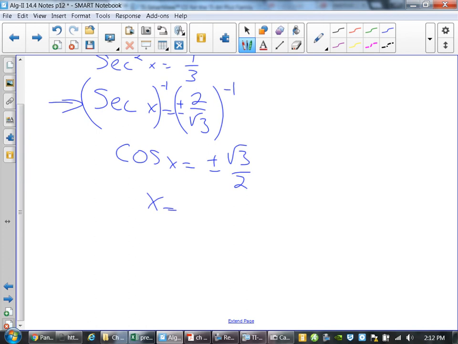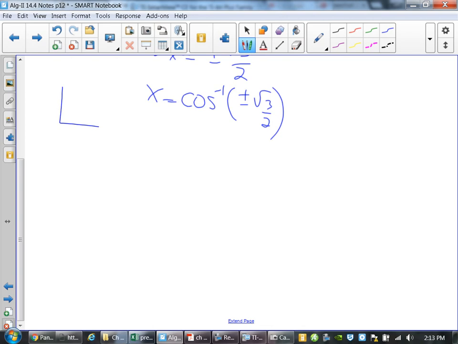So what angle has a cosine value of plus or minus root 3 over 2? And we're going to talk about this in terms of what's called a general solution. So what we do is we figure out all the angles. How many angles are we going to have here? 4. There's going to be 4 of them. So we list out the 4 and look and see what happens.